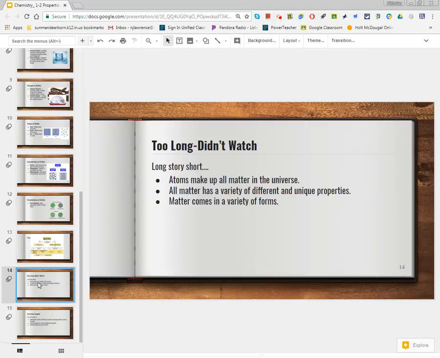So I hope that this video was informative. If you dozed off, here are the key things I want you to know. Atoms make up the whole universe. All matter in our universe is made of atoms. Those atoms can be classified as different types of elements. Remember, atoms are just protons, neutrons, and electrons. And all matter, whether it's a compound or an atom, has unique and different properties and characteristics.